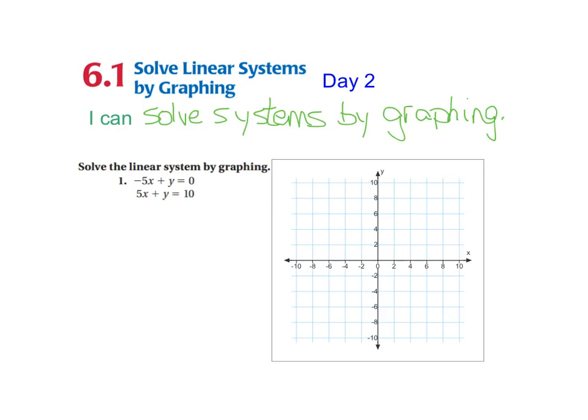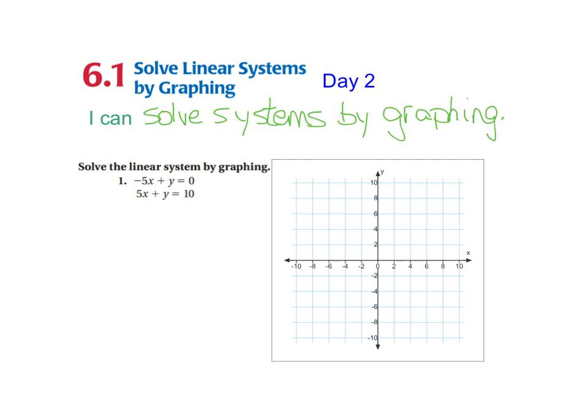Okay? So we have a linear system here. It says negative 5x plus y equals 0 and 5x plus y equals 10. What form are these two equations in? They are in standard form, right? So we're going to graph these.